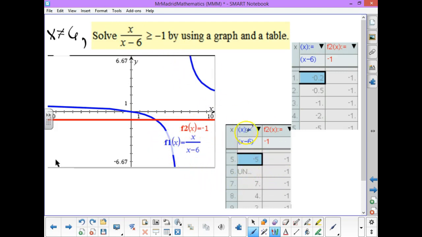So what we're looking for is the solutions. When is this value bigger or equal to -1? Let's see where that happens. Is this bigger than that? Yes. How about this one? Yes. How about this one? Yes. At 4? No. How about at 5? No. 6 is undefined, so no. And at 7? Does 7 work? It does. And 8. 4 is definitely bigger than -1.